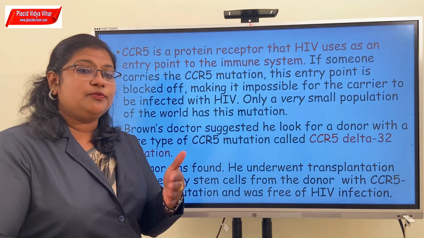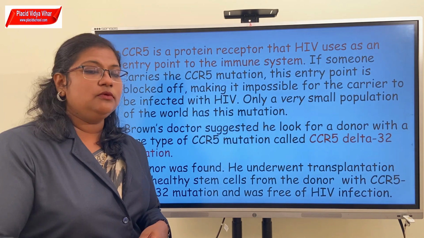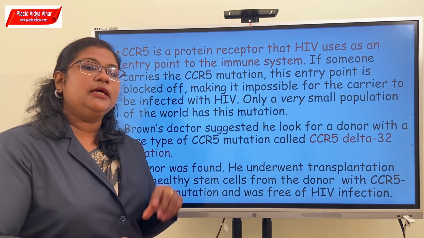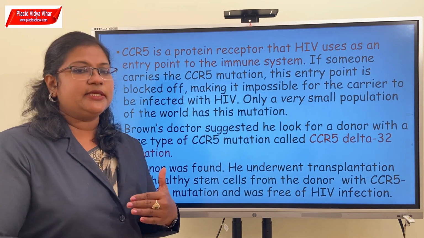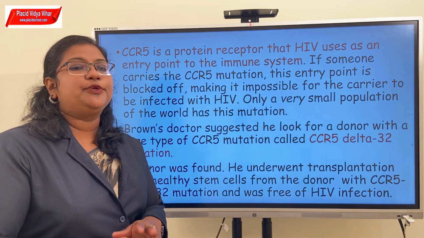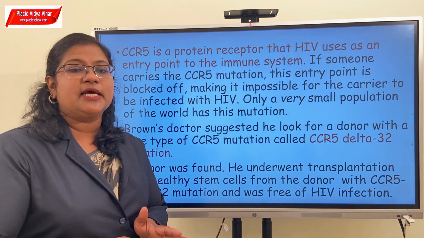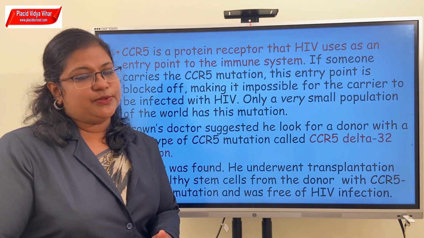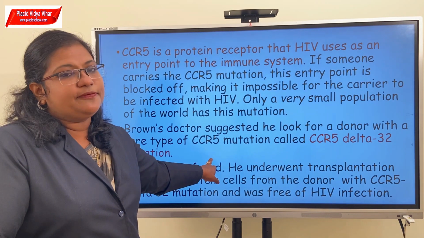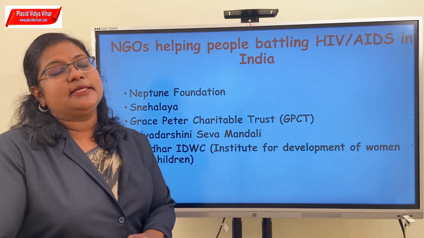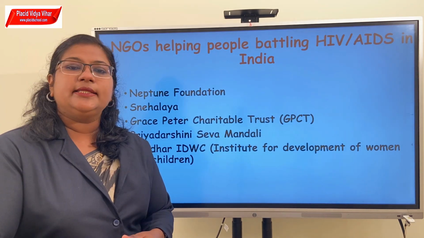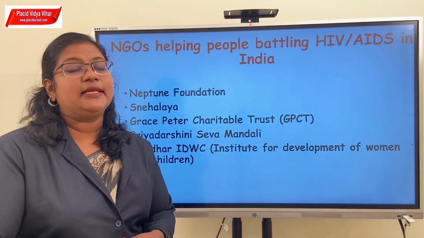So the donor selected in the case of Timothy Brown was a person who had the CCR5 mutation. As a result, when this person was transplanted with bone marrow having the CCR5 32 mutation, he was found to be free from HIV, because HIV is not able to bind to this co-receptor nor infect the cells. And so he is the first patient who is said to be disease free, or you can say he is under remission from AIDS. And there is one more person who is known as the London patient.